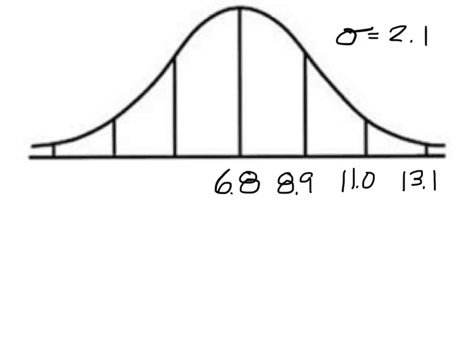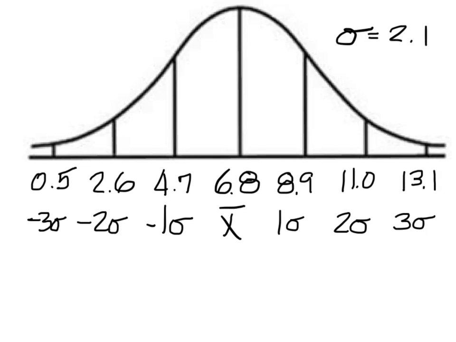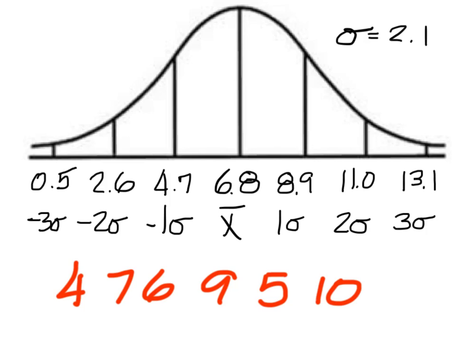Do the same thing going to the left, except instead of adding, you're going to subtract. So that should be 4.7, 2.6, and then 0.5. Now that we have the distribution labeled out, we can start filling in tally marks, or just X's. And our list was 4, 7, 6, 9, 5, and 10.